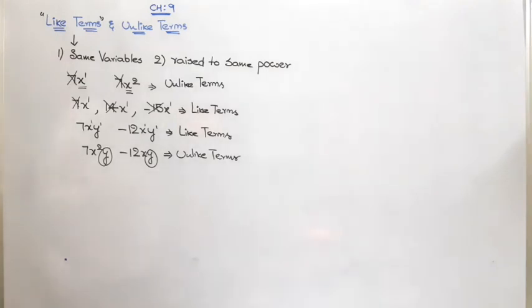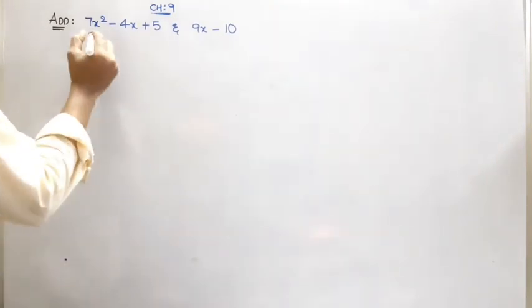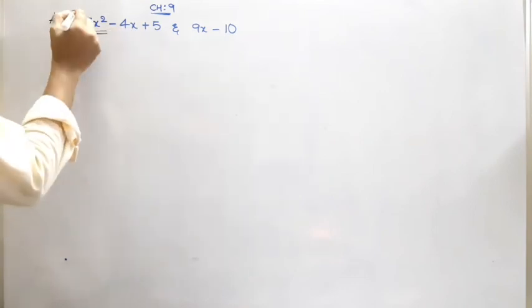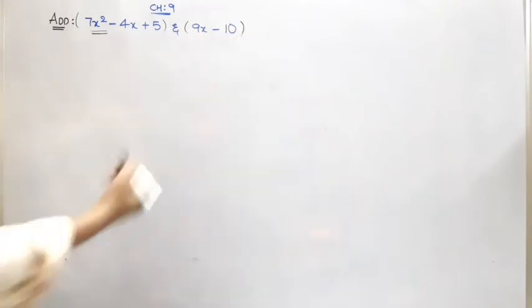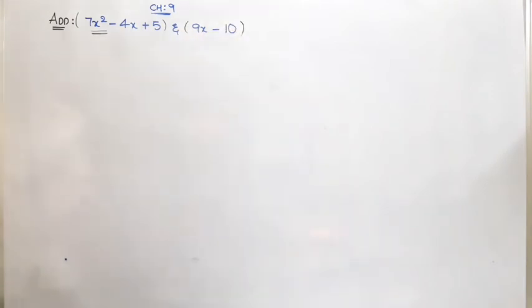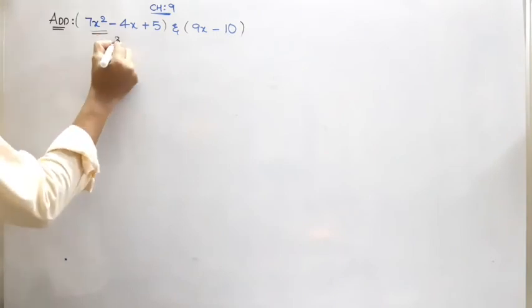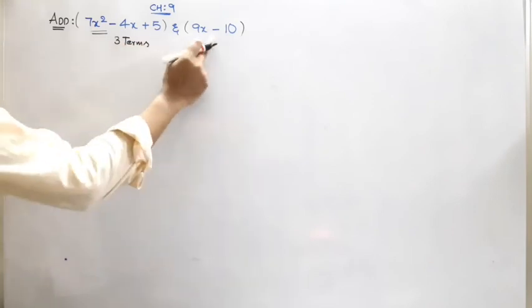Now, we are going to understand how to add and subtract algebraic expressions. So now look at the board, children. We have to add this, 7x square minus 4x, one algebraic expression, and 9x minus 10. Look, here in total how many terms are there? Total 3 terms are there in the first expression. Here how many terms are there? 2 terms.